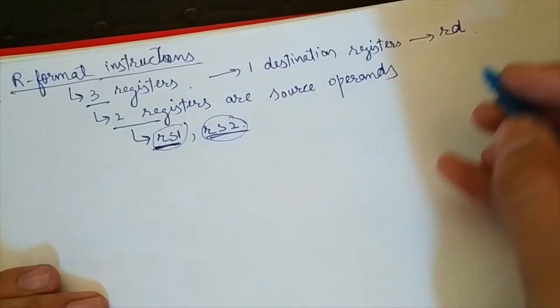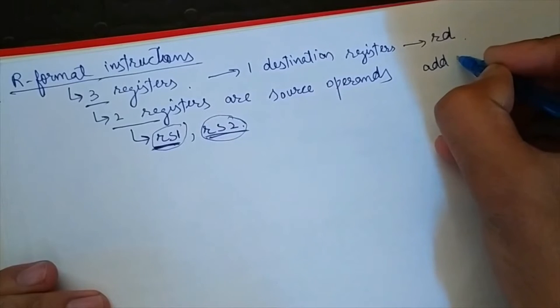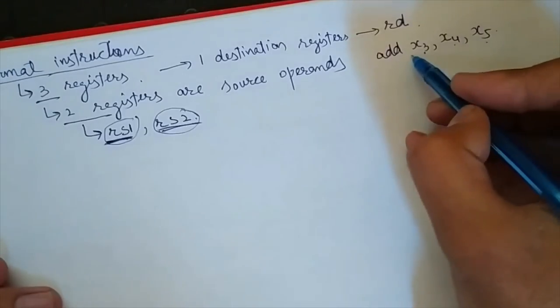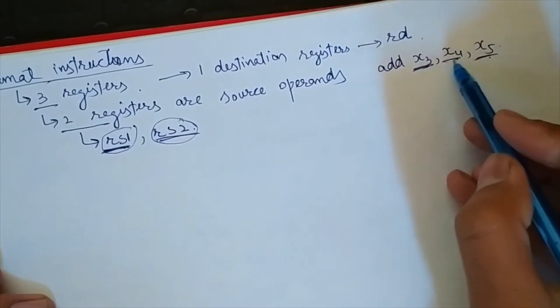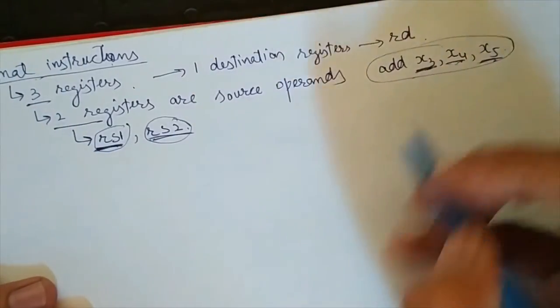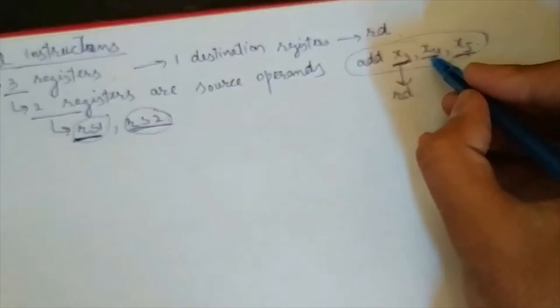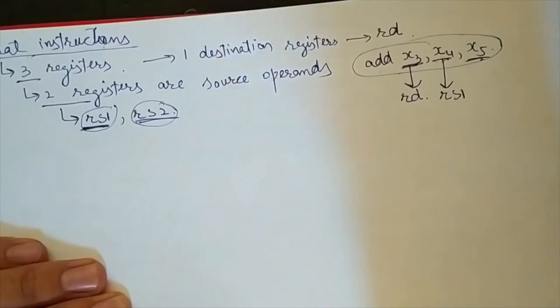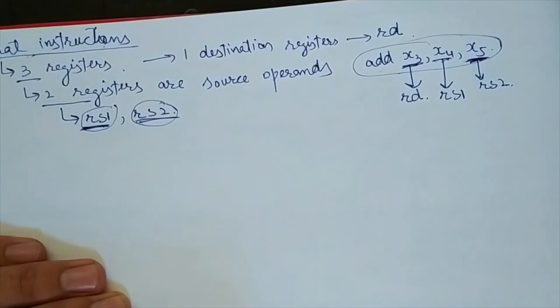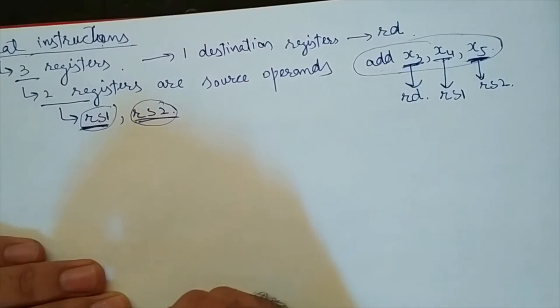And the destination register will be represented by RD. Let me write an example of R format instruction. It is add X3, X4, X5. So what is X3, X4, X5? Basically, these are the registers. So how many registers are there? 1, 2 and 3. Okay, so this instruction belongs to R format. In this particular instruction, this X3 is our destination, which we call RD. X4 is our source operand 1, which we call RS1. And X5 is our second source operand, which we call RS2. This is an example of an R format instruction.